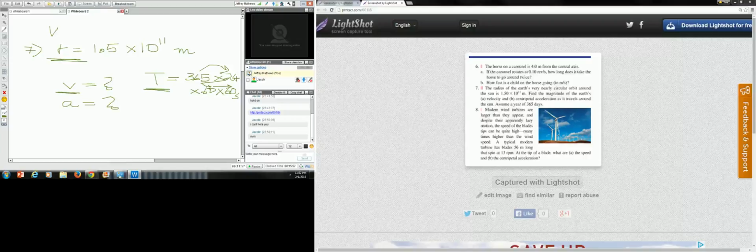You want to remember, T equals 2 pi R over V. So now can you find V? I'll find V on my side. Tell me what you get.